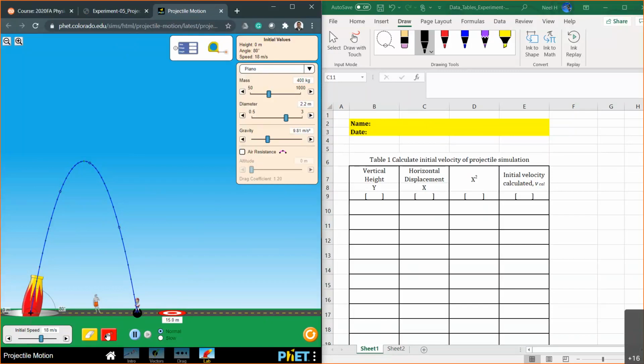Then you can put in a piano and fire that. It's going to go exactly on the same path. And then you can put in a car and fire that. I'm just showing you that gravity is actually the same for every object, okay? Only the force of gravity is a different scenario. You know that from Newtonian mechanics, but the gravity itself is the same for every object.